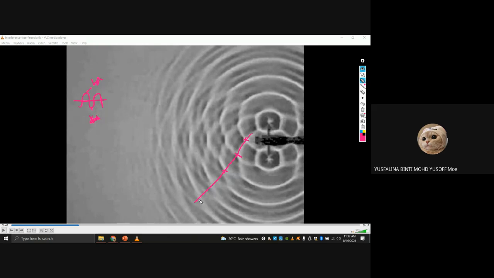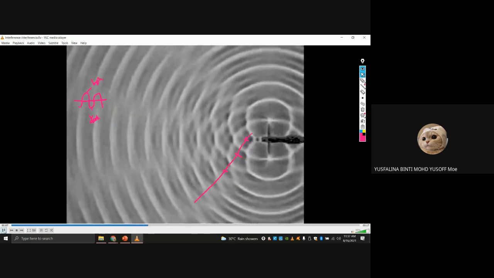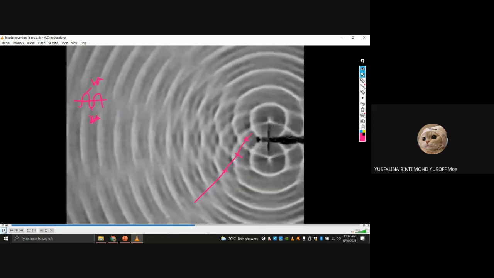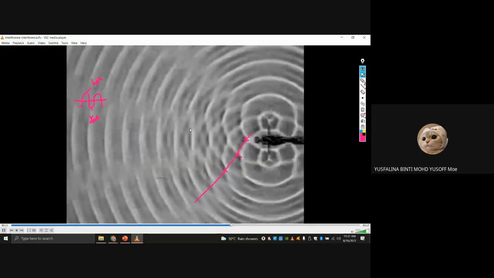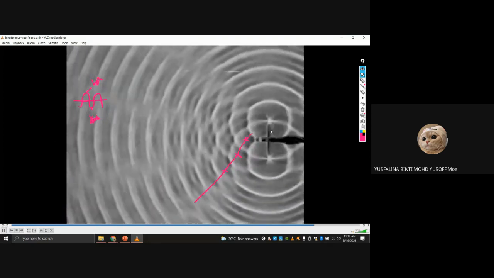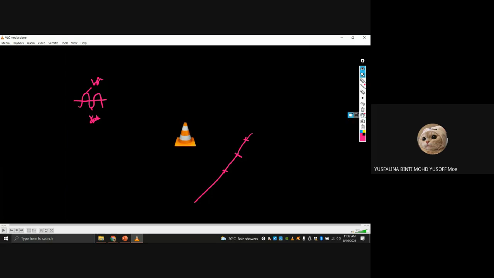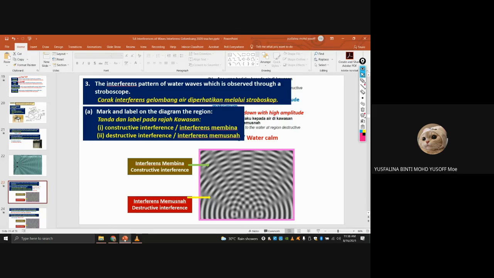because the amplitude is 0, right? So this we call constructive interference for water wave, right? You can see they produce the antinodal line. So that is for the interference of water.